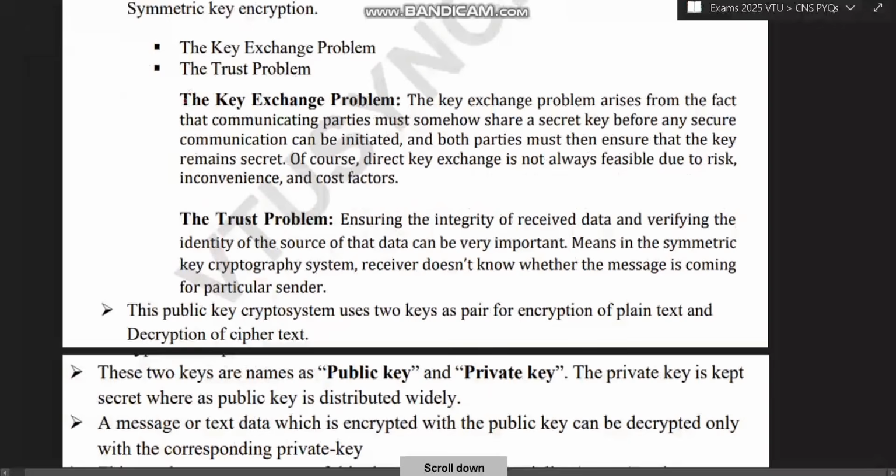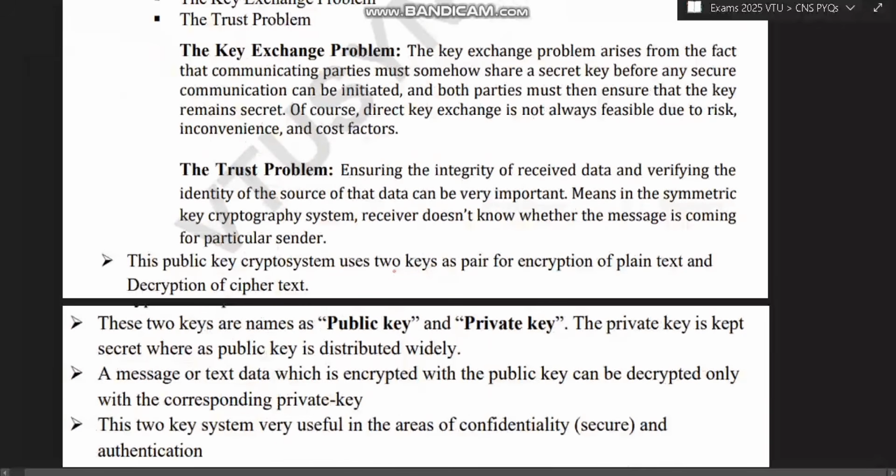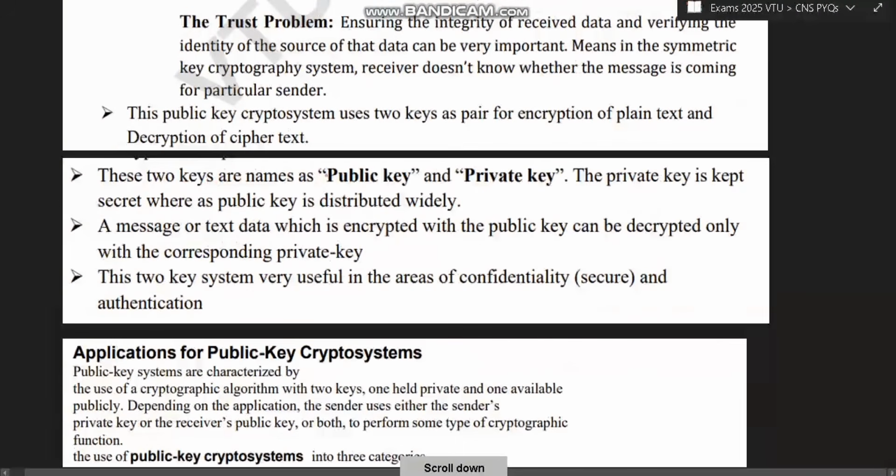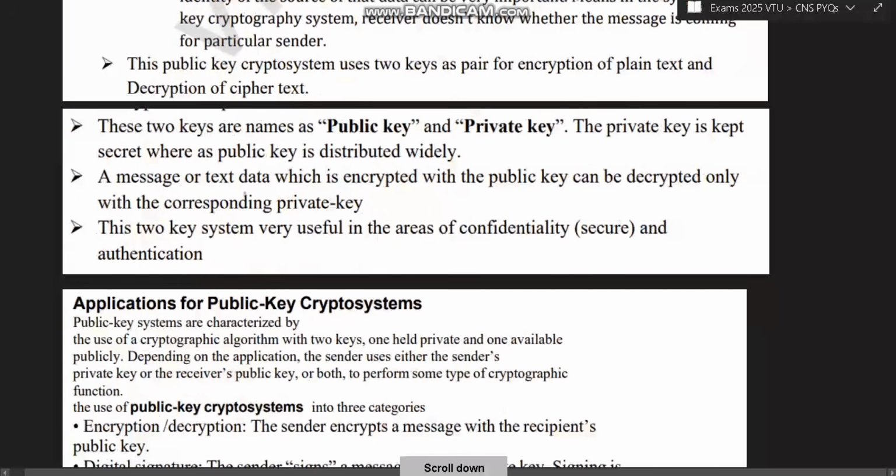Okay, so a public key crypto system uses two keys as a pair, one for encryption of plain text and the other for decryption of ciphertext. These two keys are named the public key and the private key. The private key is kept secret, whereas the public key is distributed widely. Everyone will have the public key, but only the person who is to receive the data will have the private key. A message encrypted with a public key can be decrypted only with the corresponding private key.